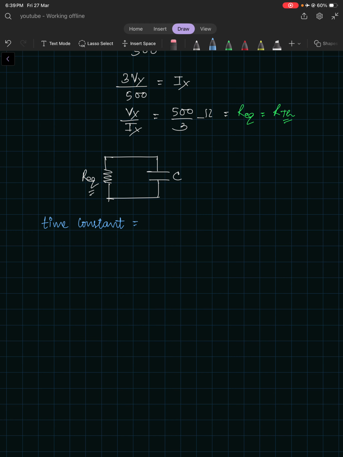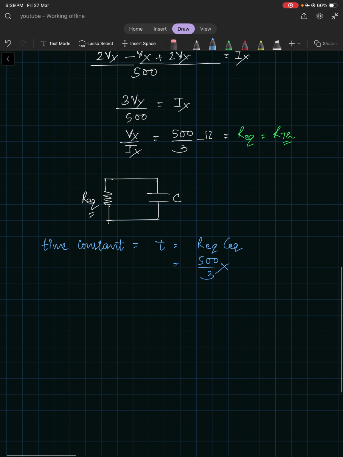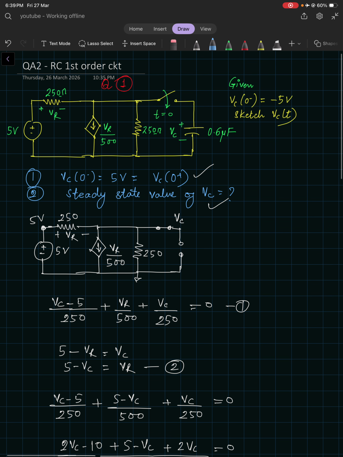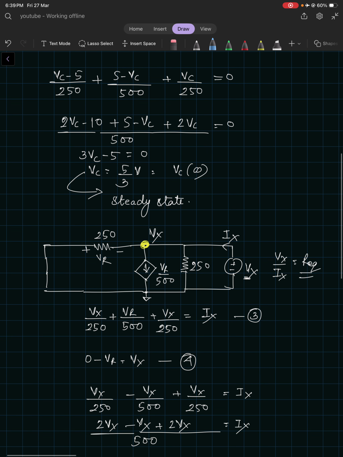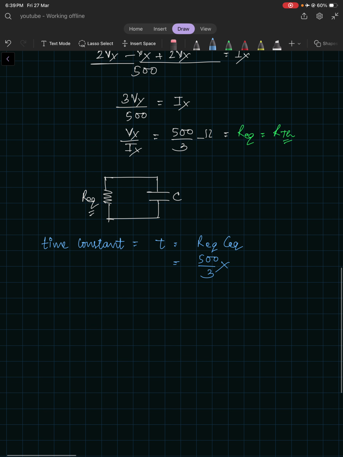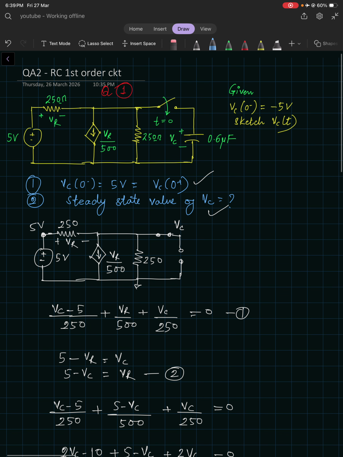Time constant tau would be R equivalent times C equivalent. Here R equivalent is 500 by 3. And what is C? What was the value of C? C is 0.6 microfarad.